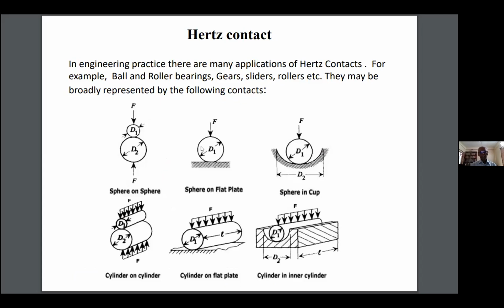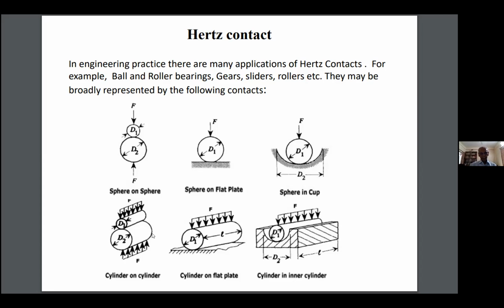There are many applications of Hertz contact in machinery and in daily life, like ball or roller bearings, gears, sliders, rollers, and there are many other applications. And they may all be broadly classified into the following groups. One sphere upon a sphere, sphere on a flat plate, sphere on a cup. This is a typical contact of a ball bearing with a race. In a ball bearing, balls are in contact with a curved race.